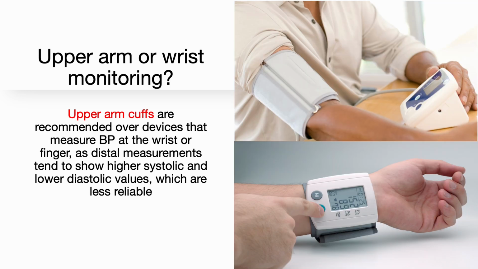When considering a home blood pressure machine, which one is better, an upper arm or a wrist BP monitor? Upper arm cuffs are recommended over devices that measure blood pressure at the wrist or finger, as distal measurements tend to show higher systolic and lower diastolic values, which are less reliable.